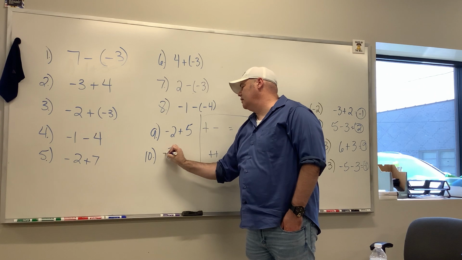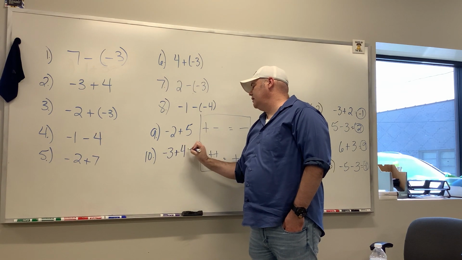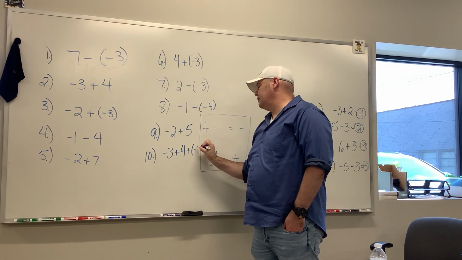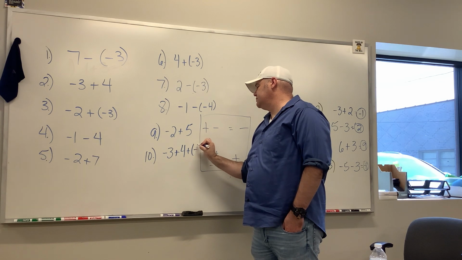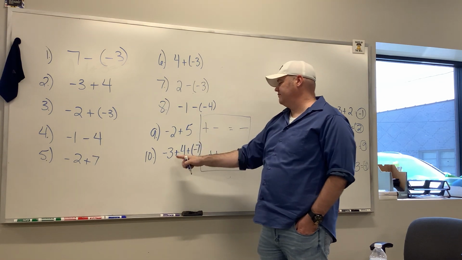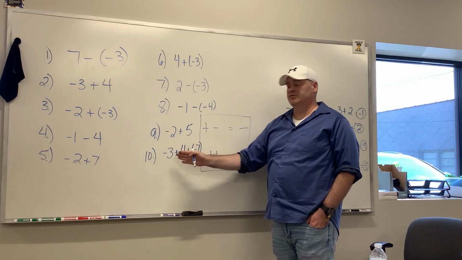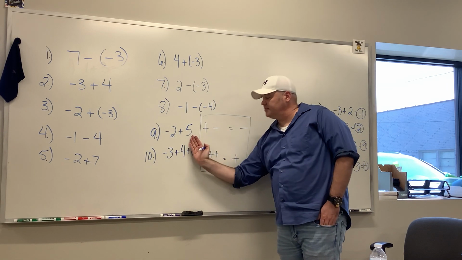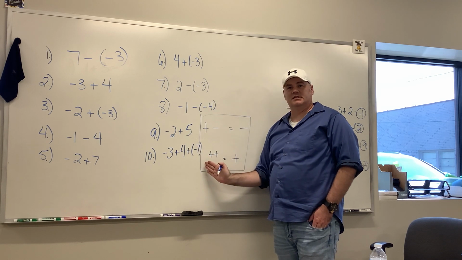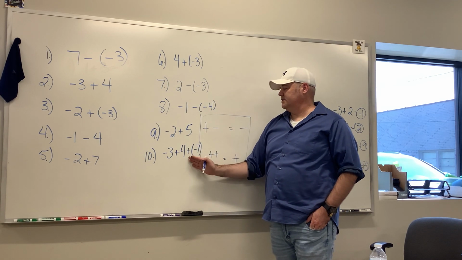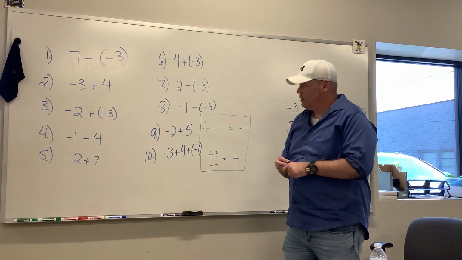I'll go ahead and do a running one here. Make it a little challenge here at the end. So that's -3 plus 4 plus -7. So, you'll have to go through, you may want to do this one at a time. Like, do this part of it first, and then do this second part. Give it a shot and see what you come up with, okay? All right.